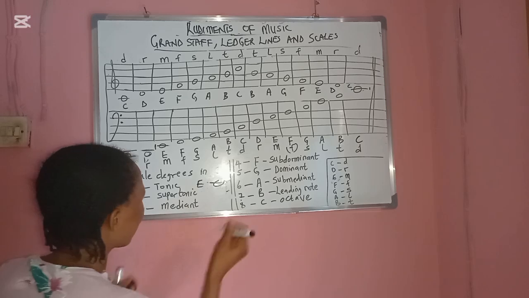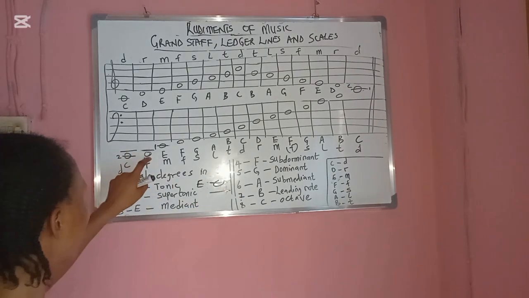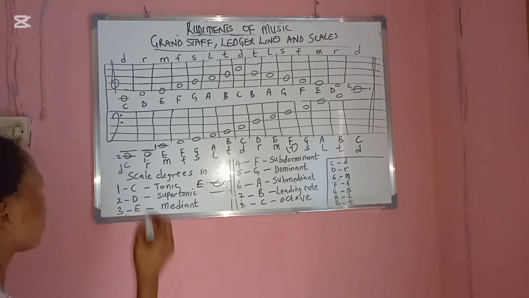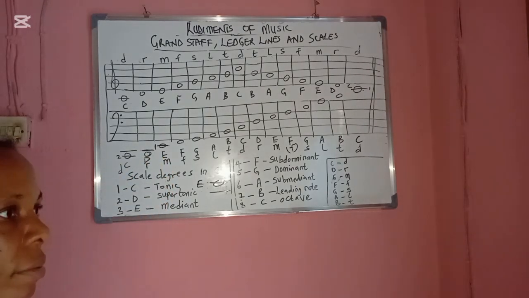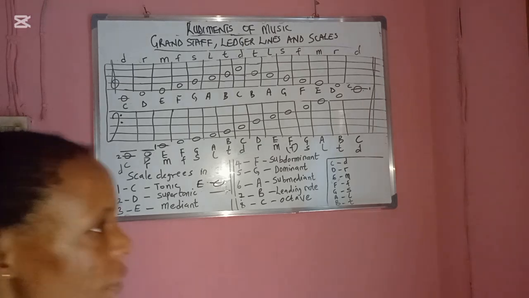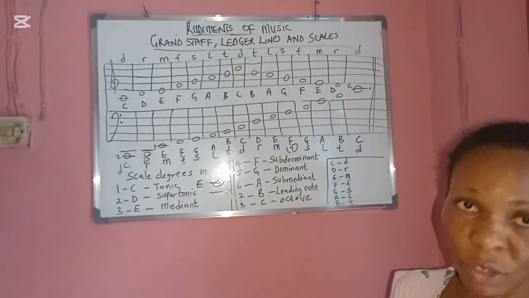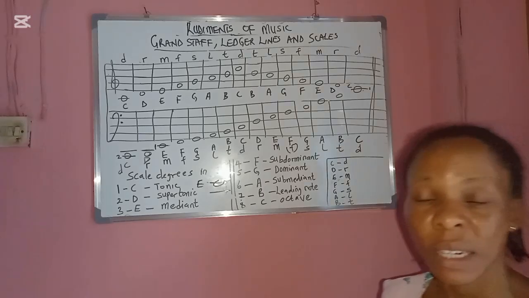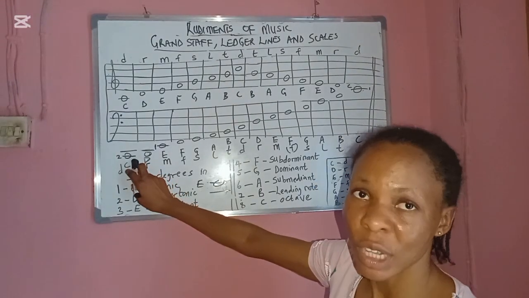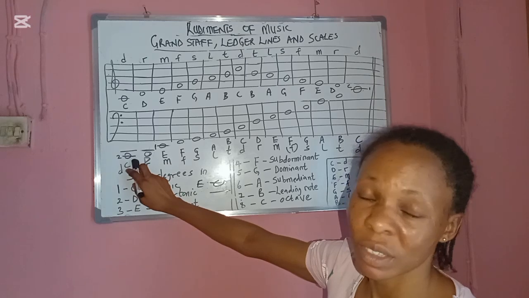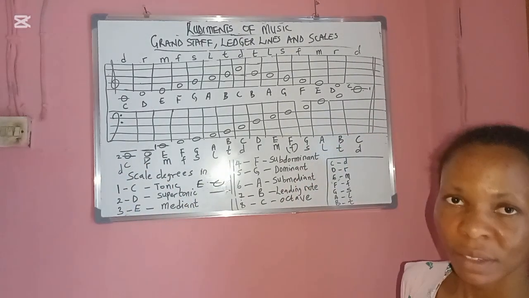This is the line. Before another line, there is a space. So that space now we have D. And before D, since D is on a space, that means the next letter will now be on a line, which leads us to the second ledger line below bass clef, which is C. So the second ledger line below bass clef is C.